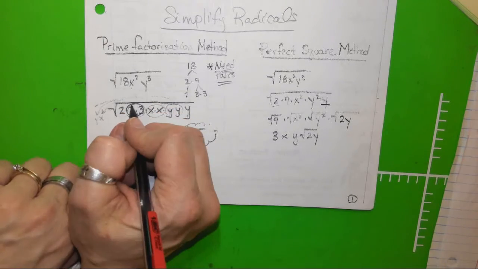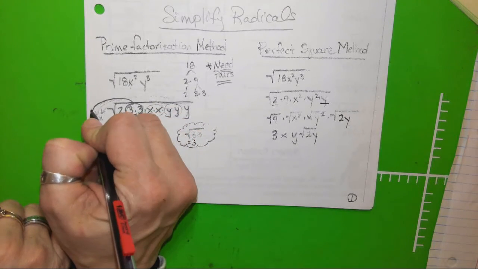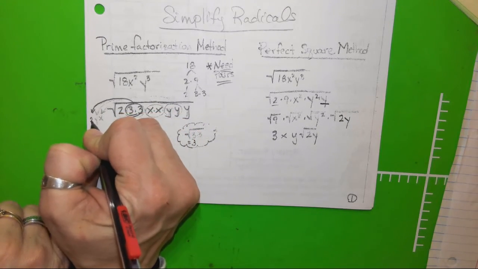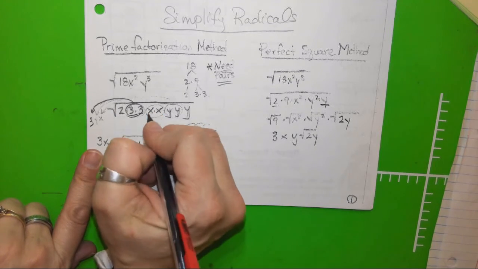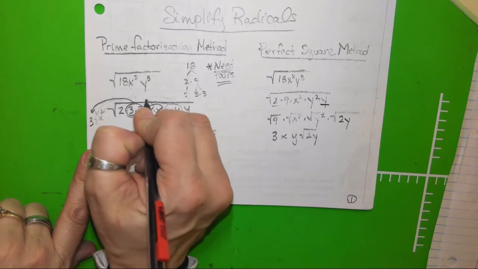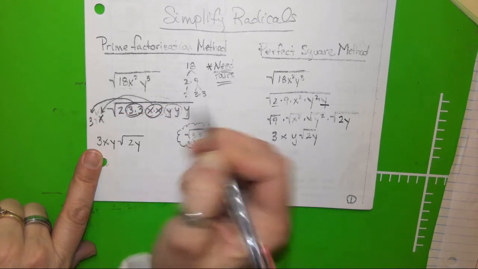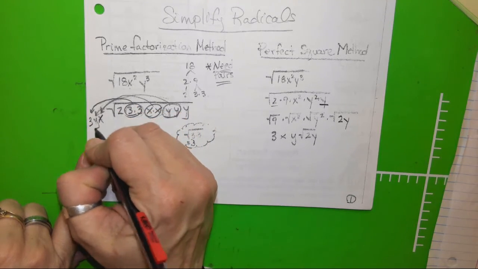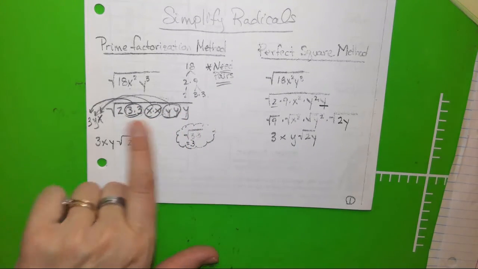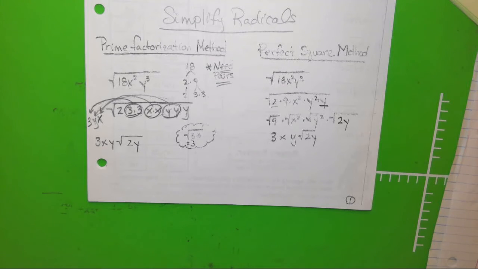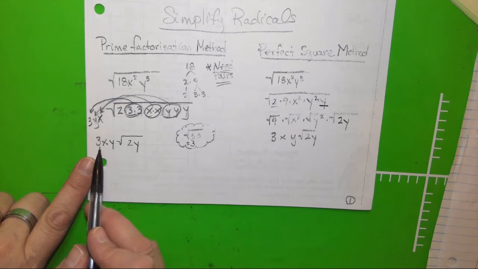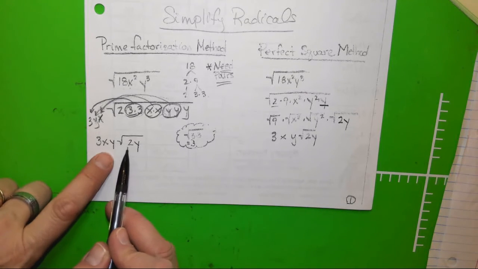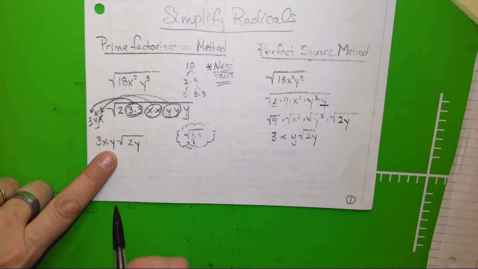So I have a pair of 3s, so I'm going to ball them up. Square root of 3 times 3 is 3. The square root of x times x is x. Square root of y times y is y. Now, 2 and y don't have a mate. So what do you do with those socks that don't have mates? You leave them in the basket. So that's what we did here. We have 3x, y times the square root of 2y.